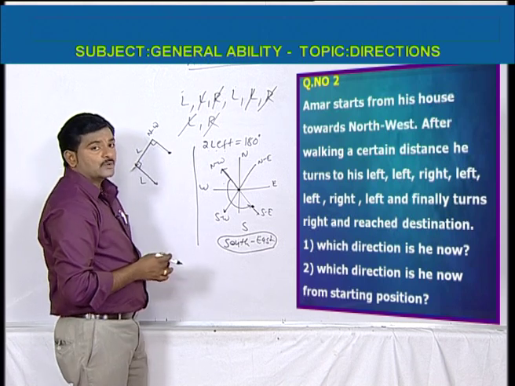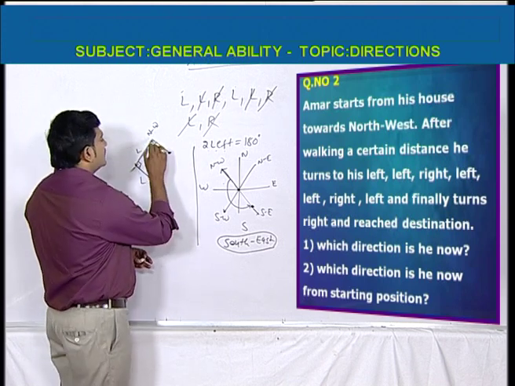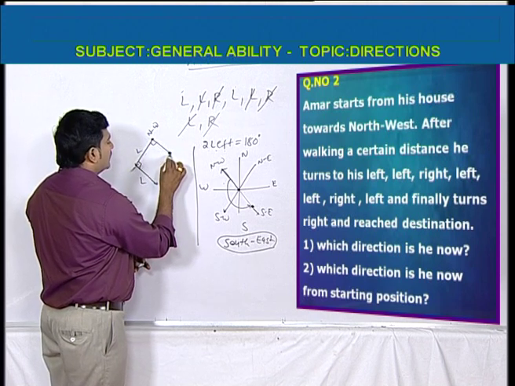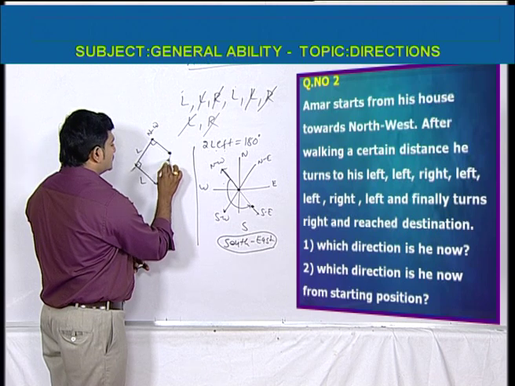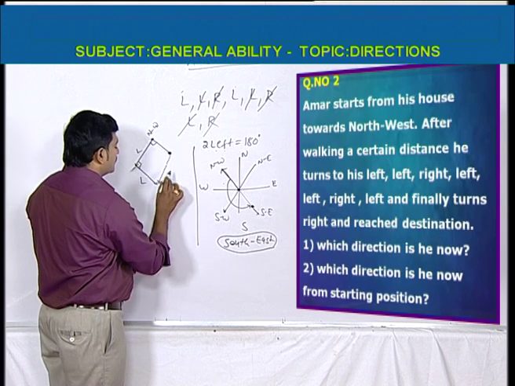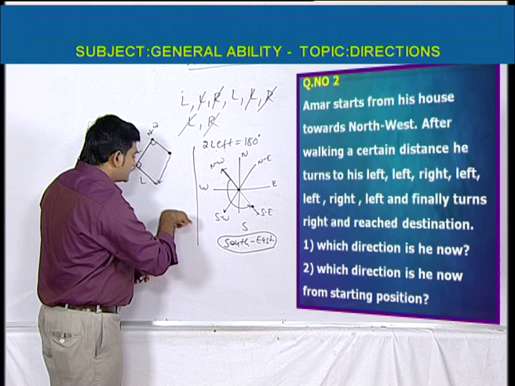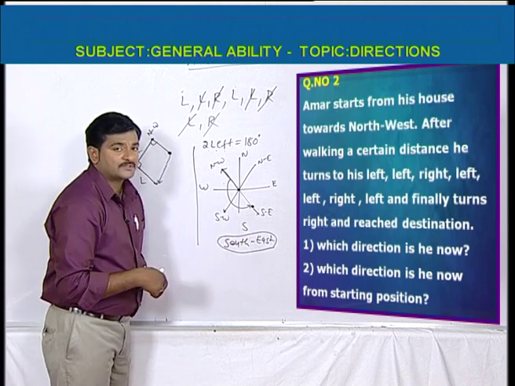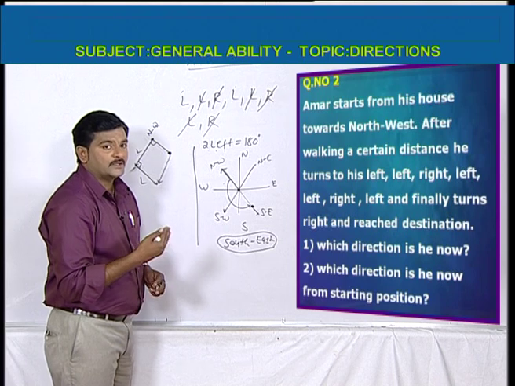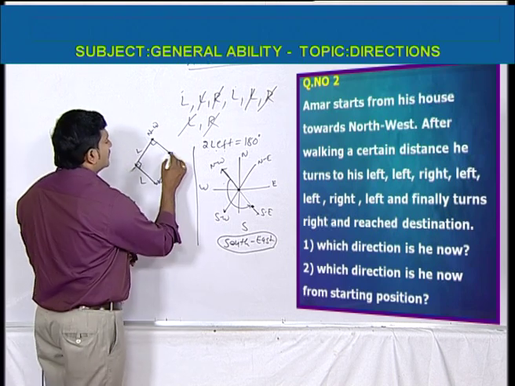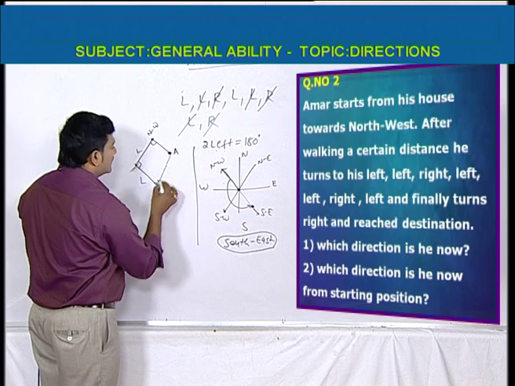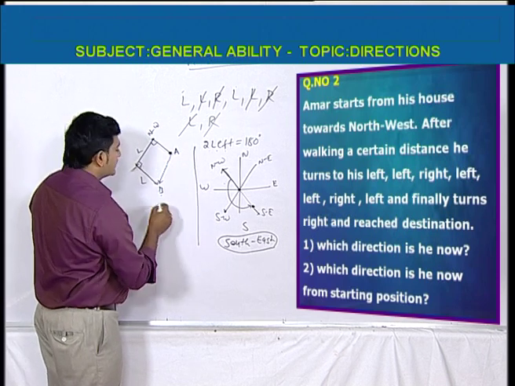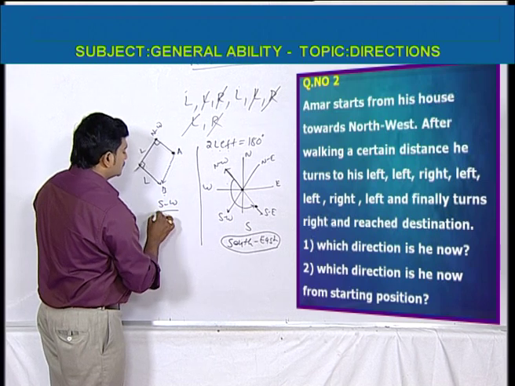So now question number 1 and 2. Let's say this is the starting point. Now with respect to this point, he is here. So which direction is he now? We will say southeast direction. But the next question is, which direction is he now from the starting point? So the starting point is A and he reached B. Now I have to say the position of B with respect to A. So what about this direction? That is said to be southwest direction.